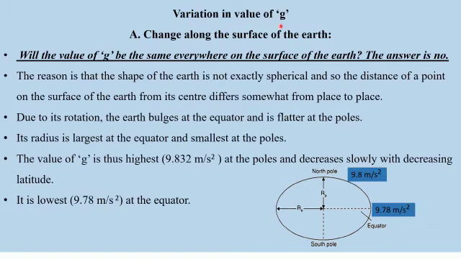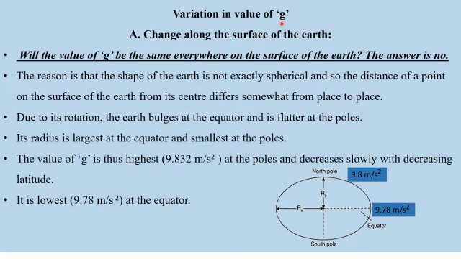Variation in the value of acceleration due to gravity, that is g. We have calculated the value of g, that is 9.77 meters per second square. We have even studied that this value of g does not depend upon the mass of the object, neither does it depend upon the distance at which the object is from the center of the Earth.